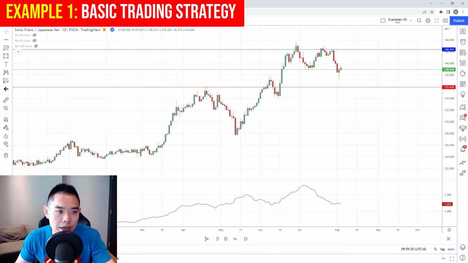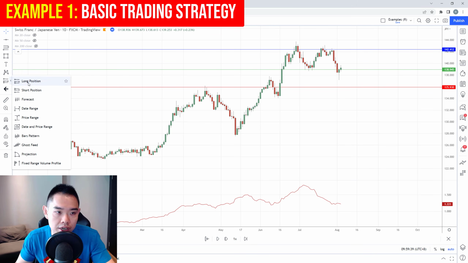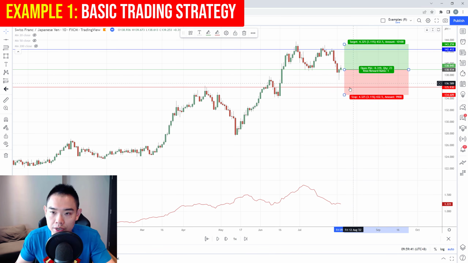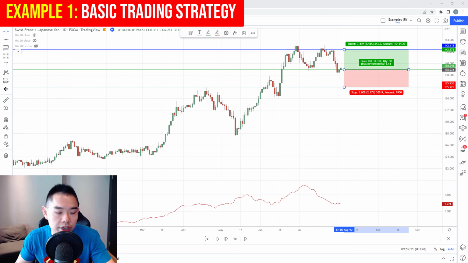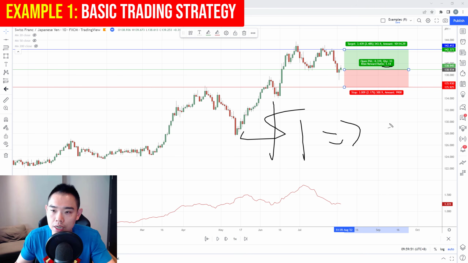Now, if you want to assess this from a risk to reward standpoint, you can use this particular tool over here. Click long positions, and click over here. This one you put at your entry point, this one at your stop loss level, and this one at your take profit level. You can see that if you assess this potential trade, it's a risk to reward of 1 to 1.14. This means you're risking $1 to potentially make $1.14 for this particular trade.